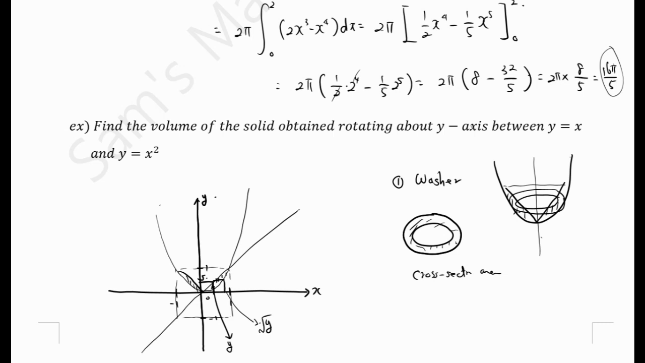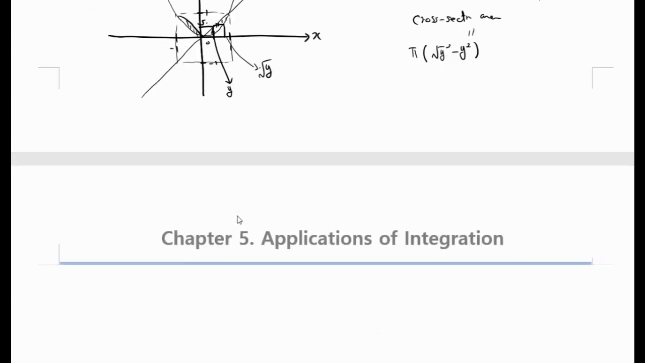So we can find the volume. The cross-section area is pi times square root y squared minus y squared. The square root y is greater than y because y is less than 1. Since it's a cross-section area and the height is dy, it can be integrated. The volume is the cross-section area multiplied by the height, and y goes from 0 to 1.